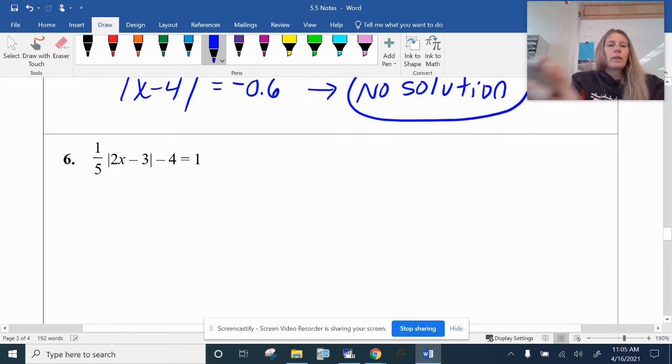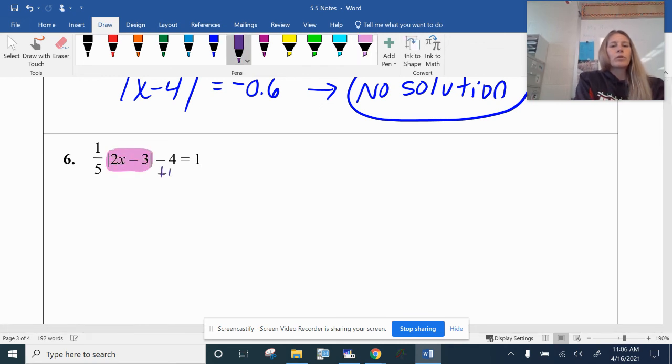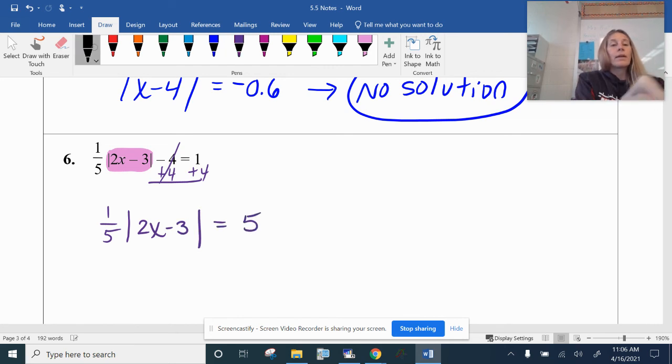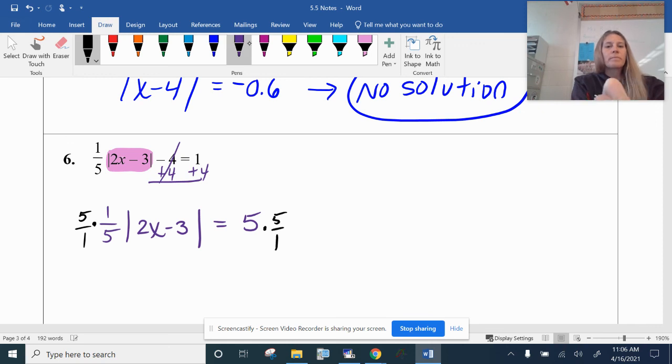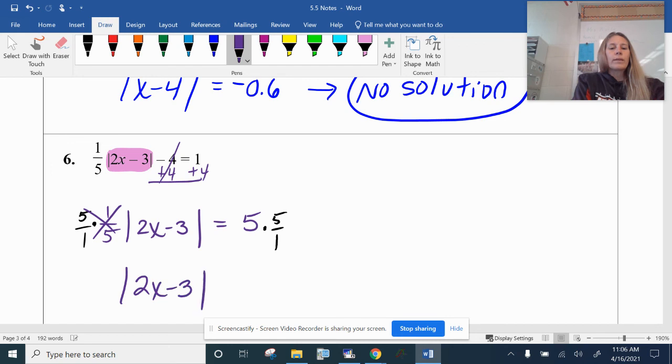And then finally, number 6. So for number 6, we're going to get the 2x minus 3 by itself. First, I'm going to use my inverse operation to add the 4. And that gives me a 5. And now, remember, we're never distributing to our absolute value, so we have to get rid of this 1/5 by multiplying by the reciprocal, which is 5. So now my absolute value is all alone, 2x minus 3, and 5 times 5 is 25.